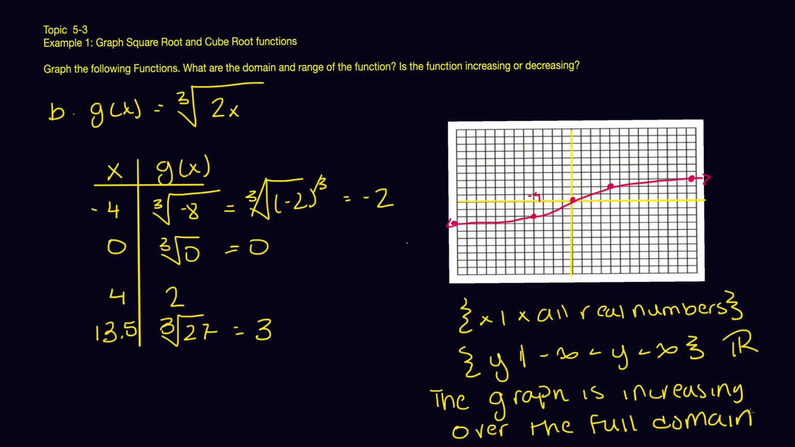And there we go. We got the domain and range of functions, where it's increasing and decreasing, it's actually not decreasing. And we have graphed square roots and cube roots.